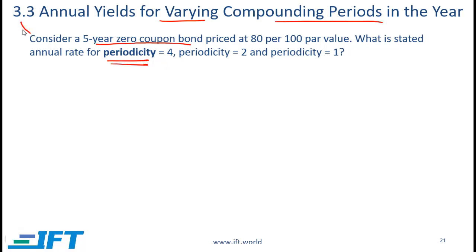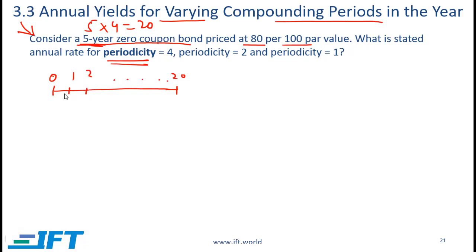Let us work through this example which is from the curriculum. Consider a 5-year 0 coupon bond priced at 80 and the par value is 100. What is the stated annual rate for periodicity equal to 4? If periodicity is 4, we are assuming that compounding happens 4 times every year, which means that over 5 years the number of periods is 5 times 4, which is 20. So we have 20 periods. You can think of this as 20 quarters, or every quarter is a period.